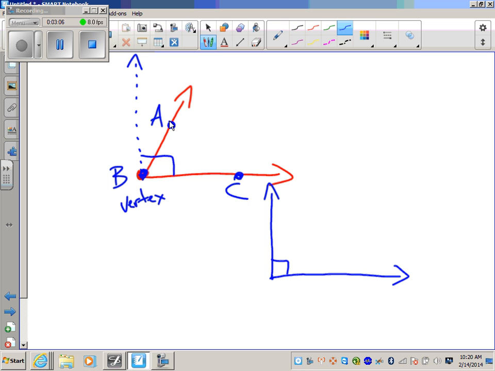So would this be a 60 or a 120? 60, okay, because you told me ahead of time that it's already acute, okay?